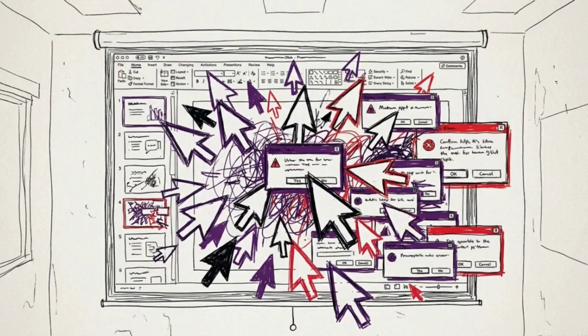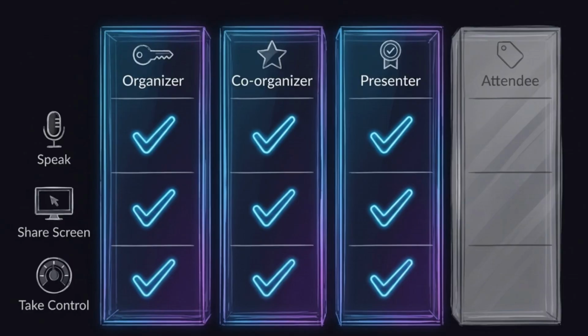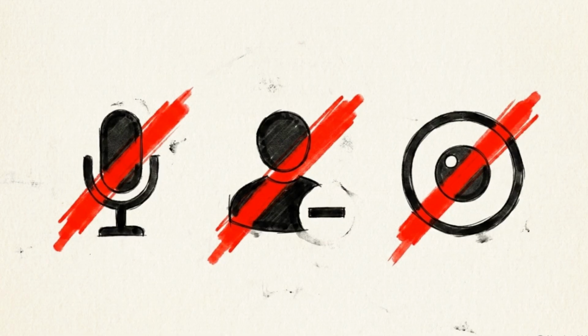When meeting roles aren't defined in advance, you risk a chaotic environment where any participant can inadvertently disrupt the presentation. To maintain security, Teams uses a role-based access control matrix with 4 tiers: organizer, co-organizer, presenter, and attendee. Presenters hold the authority to speak, share their screens, and take control of shared PowerPoint files. The attendee role is much more restricted. Attendees cannot mute other participants, remove users from the call, or stop a recording.